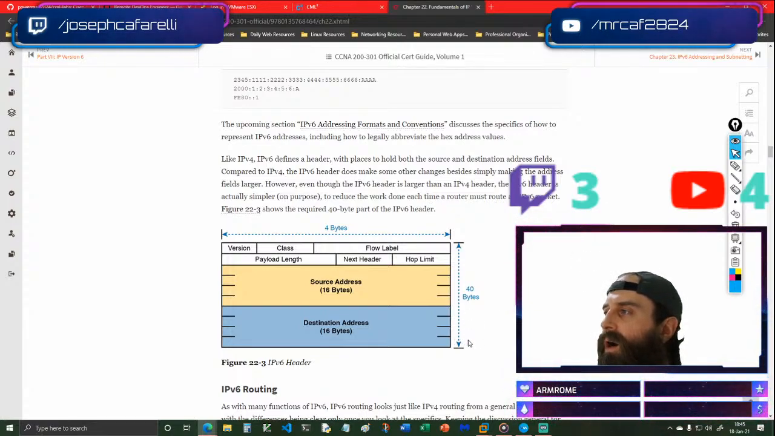All right, so we have 40 bytes, 4 bytes per row. So we have 16 source, 16 destination. So we have version, traffic class, flow label, payload length, next header, and hop limit.